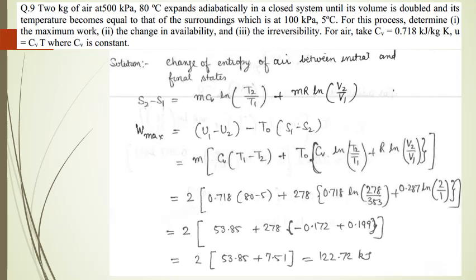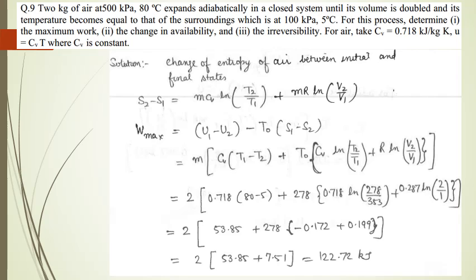Now the change of entropy of air between initial and final states can be found by the expression S2 minus S1 is equal to m into Cv into ln of T2 upon T1 plus m into R into ln of V2 upon V1. Now the maximum work, which is equal to U1 minus U2 minus T0 into S1 minus S2, can be written as m into Cv into T1 minus T2 plus T0 into Cv into ln of T2 upon T1 plus R into ln of V2 upon V1.